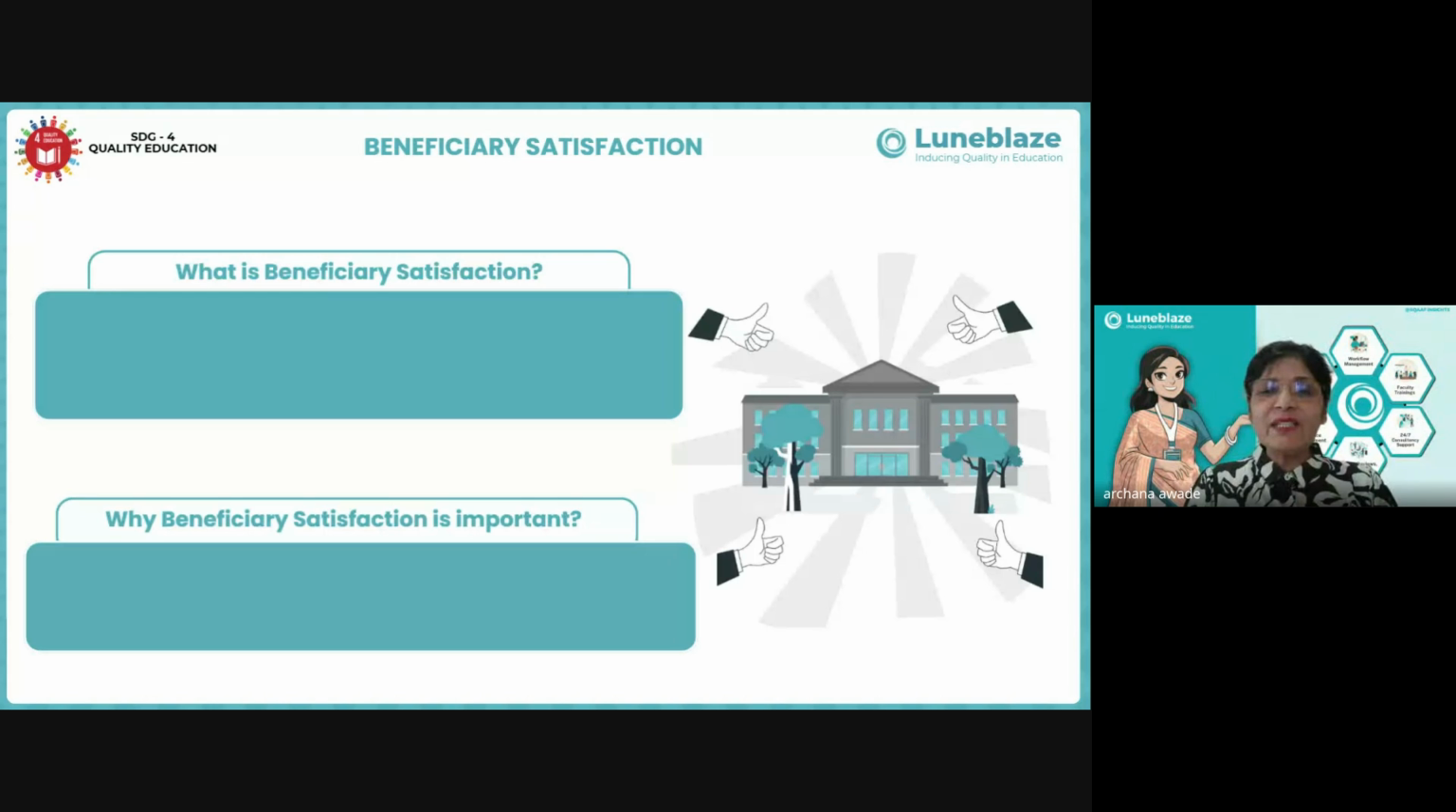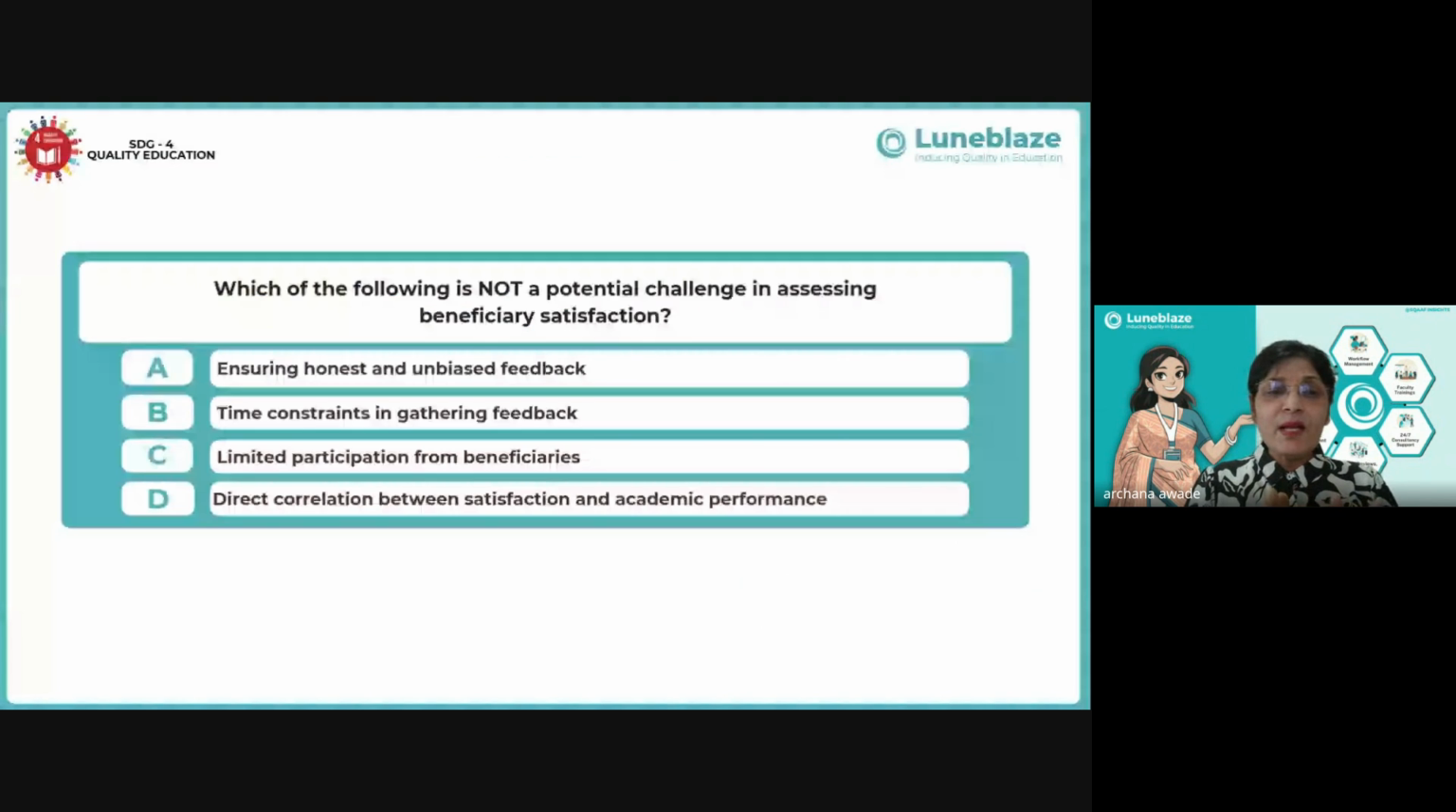So what is beneficiary satisfaction? Can we have the definition on the slide? It simply means how happy and supported the stakeholders of a school feel, whether they are students, parents, or even the teachers. It's all about how well the institution meets their needs, not just academically, but also emotionally and socially. So when a school provides quality teaching, a safe and inclusive environment, open communication, and also chances for holistic growth, the beneficiaries, the students and their families, feel truly satisfied. So this is what beneficiary satisfaction means. They are happy, and they feel the school is supporting their children for their holistic development.